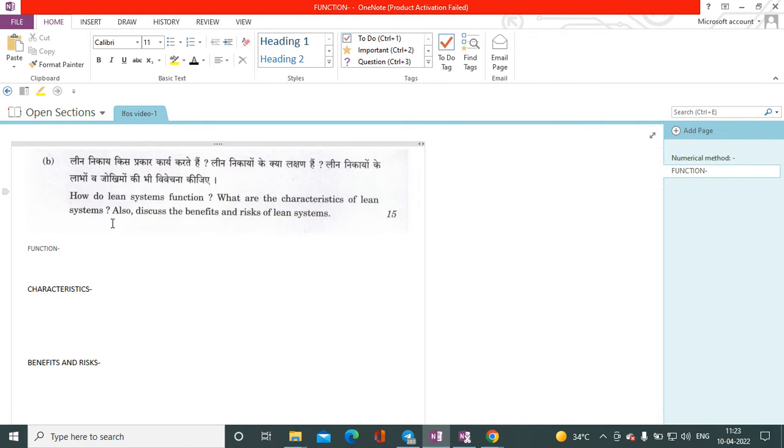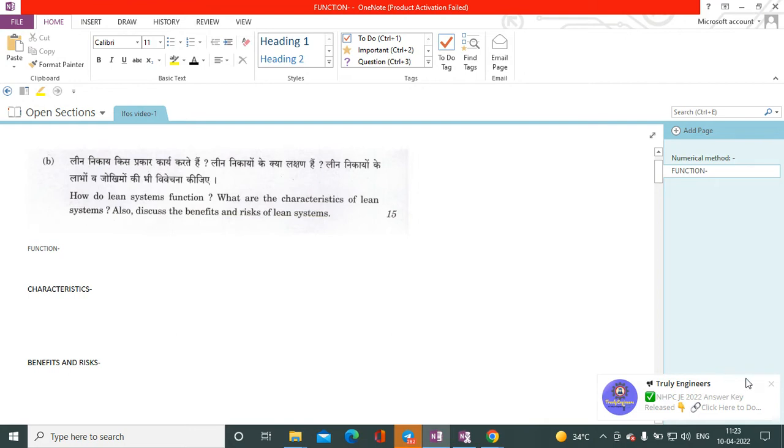It says how do lean system function. So first you should write the definition of lean system. What is a lean system? Lean is defined as a set of management practices to improve the efficiency and effectiveness by eliminating the waste. The core principle of lean system is what? So elimination of non-value adding activities and waste, and thus this will improve the efficiency and effectiveness of the process.